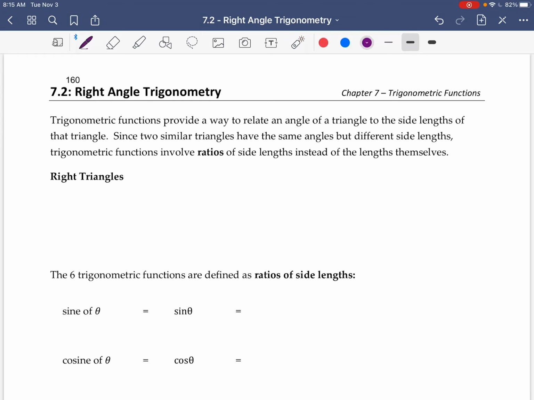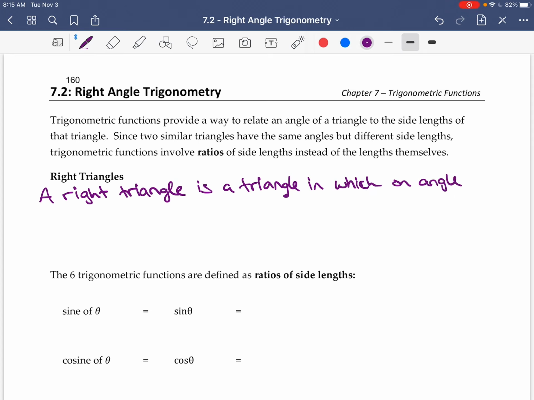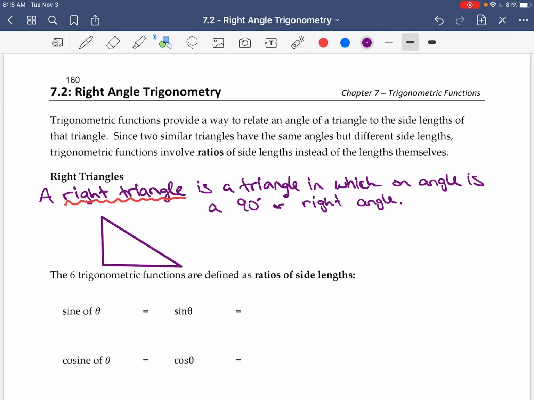Okay, so let's start by defining a right triangle. I'm sure you already know what this is, but a right triangle is a triangle in which one angle is a 90-degree or right angle. Okay, so if I draw a picture, this is a right triangle.